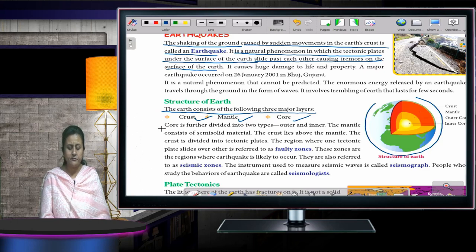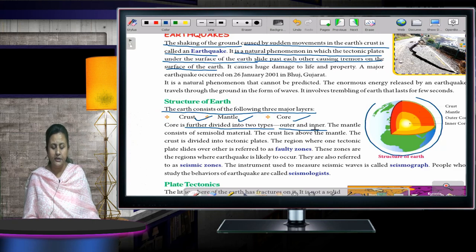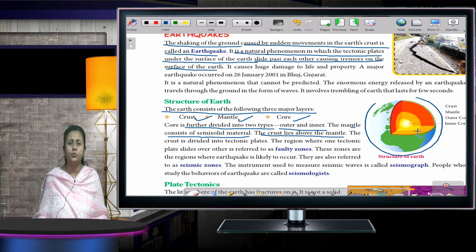Okay. Core is further divided into two types, outer and inner. Okay. The mantle consists of semi-solid material. The crust lies above the mantle. It's very easy. You can just go through it. Okay. And here it has given the regions where one tectonic plate slides over another, referred to as fault zones.